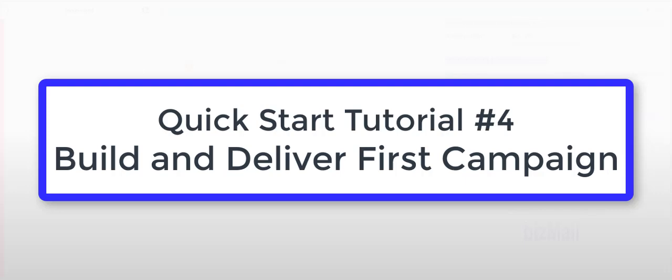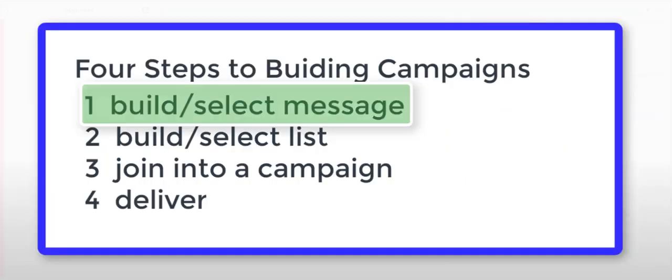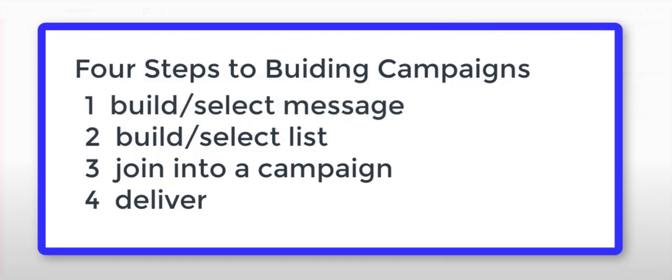There are 4 steps to building and delivering a bizMail campaign. First, you build or select a brilliant email that everybody will open and read. Second, you build or select a mailing list of prospects that you want to receive your brilliant email. Third, you join these 2 elements together into a campaign and give it a name. Fourth, you deliver it. You've built your email message and you've built your first mailing list.